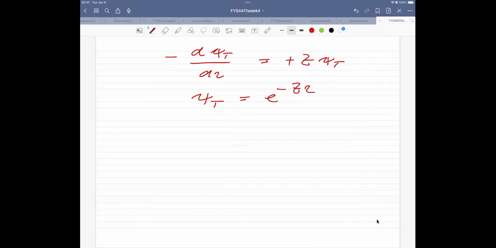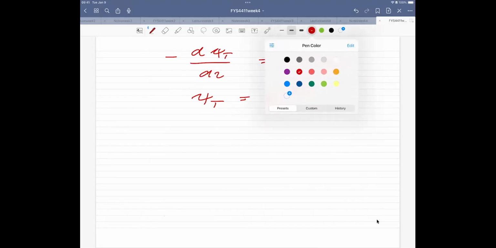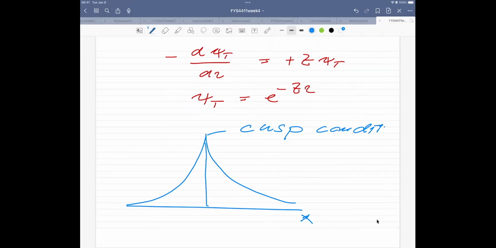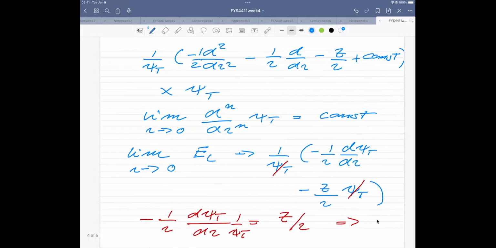Now, if you plot this in one dimension, just as a function of x, then we know that this function is going to look like something like this. This behavior with this sharp end here is called the cusp. So this is called the cusp condition due to the Coulomb interaction. There is a divergence in the kinetic energy, and there is a divergence in the potential energy, which have to cancel each other.